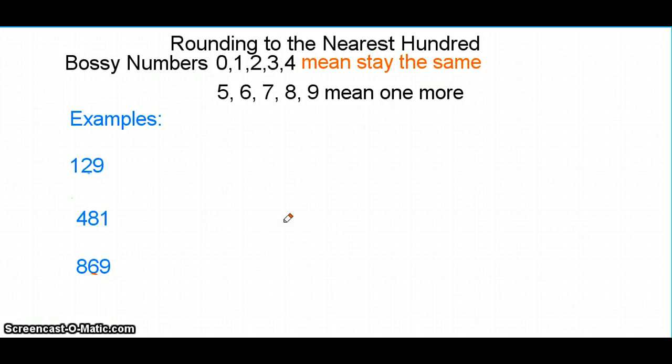To round to the nearest number, we need to know our place value and we need to memorize what our bossy numbers are. For our first example, we're going to be rounding our numbers to the nearest hundreds place. So our number just to the right of that, which will be our tens place, will be our bossy number in this case. Our bossy numbers are 0, 1, 2, 3, and 4.